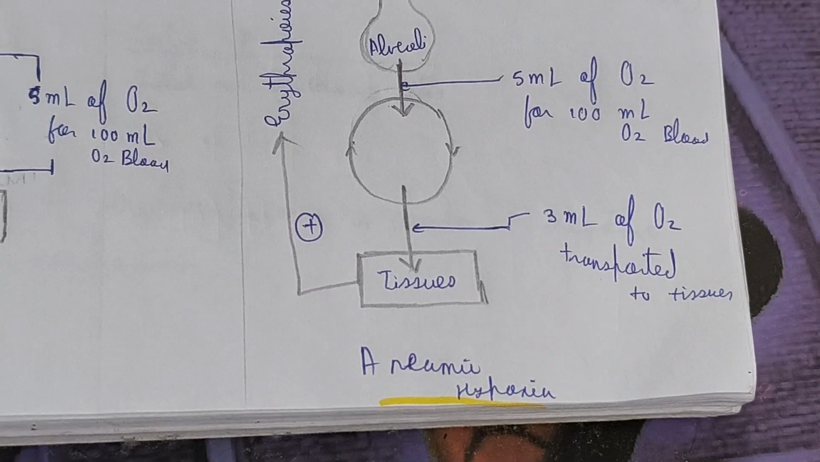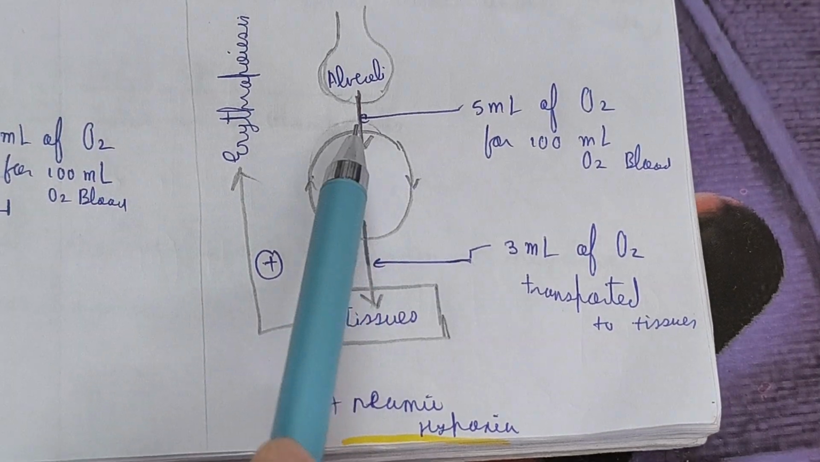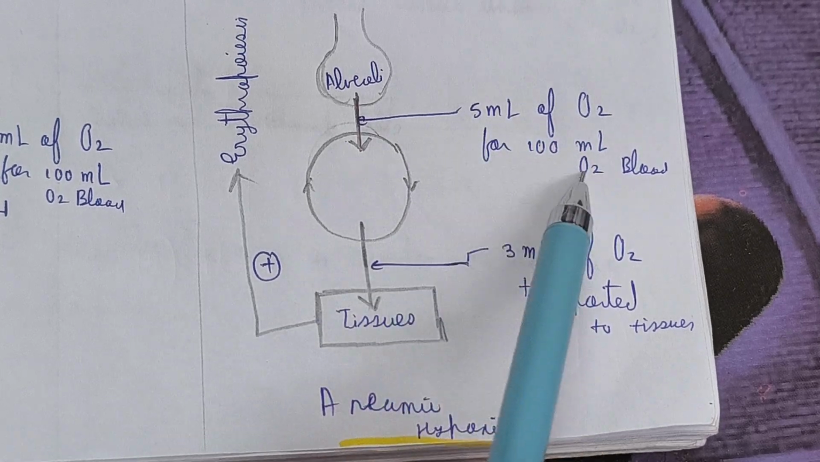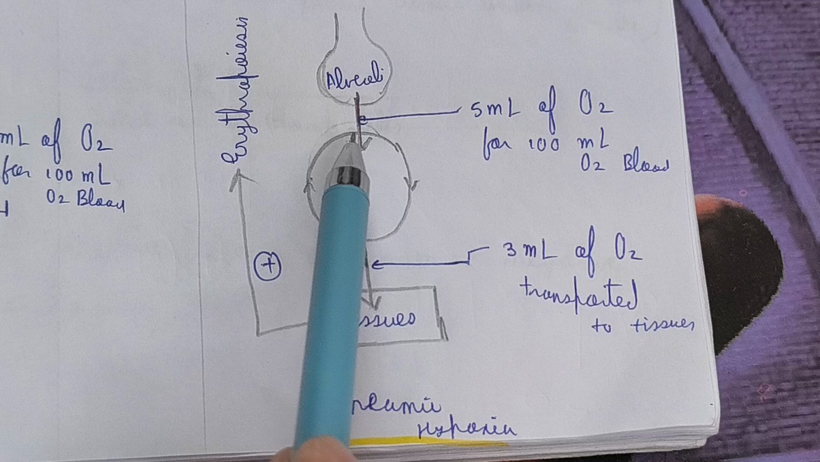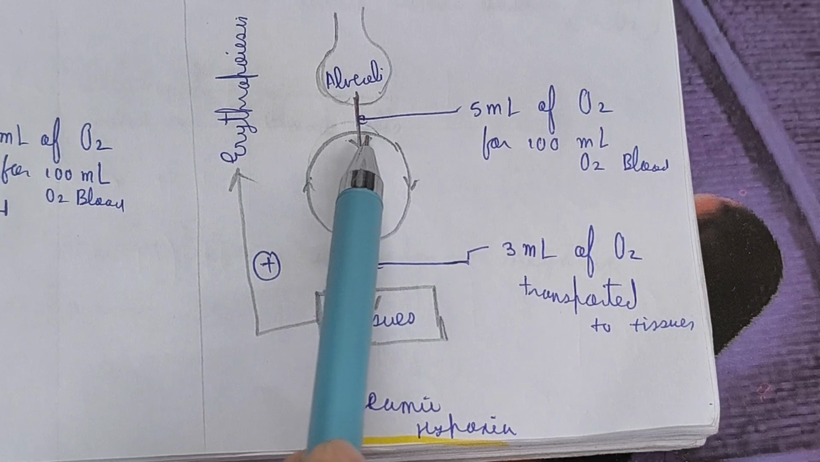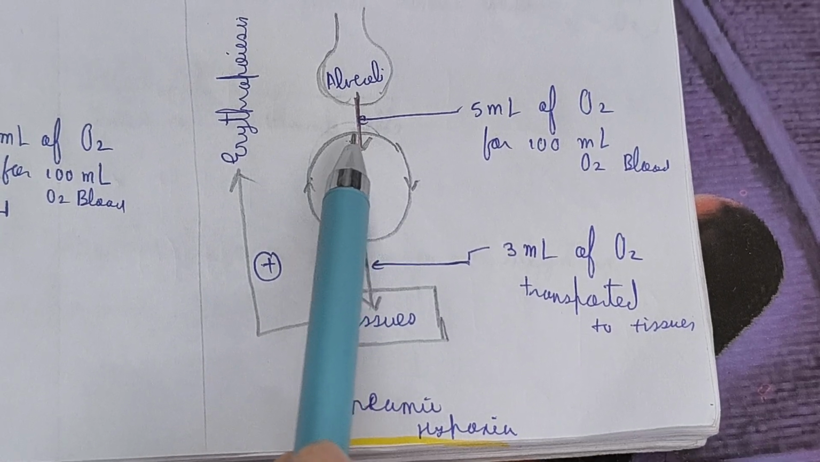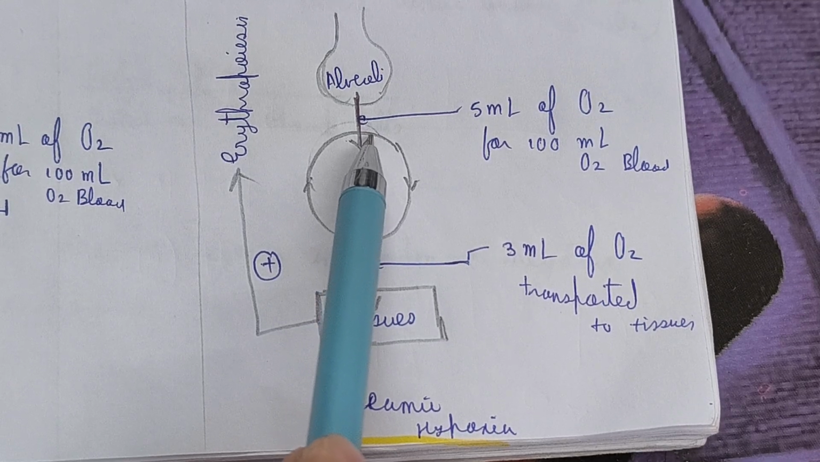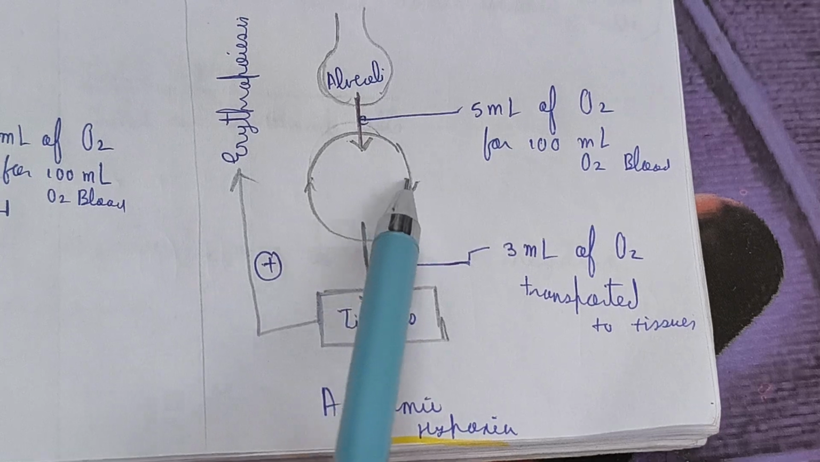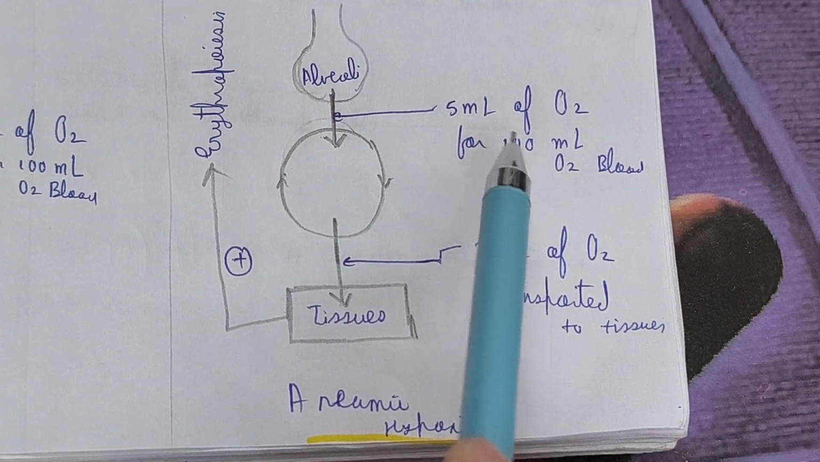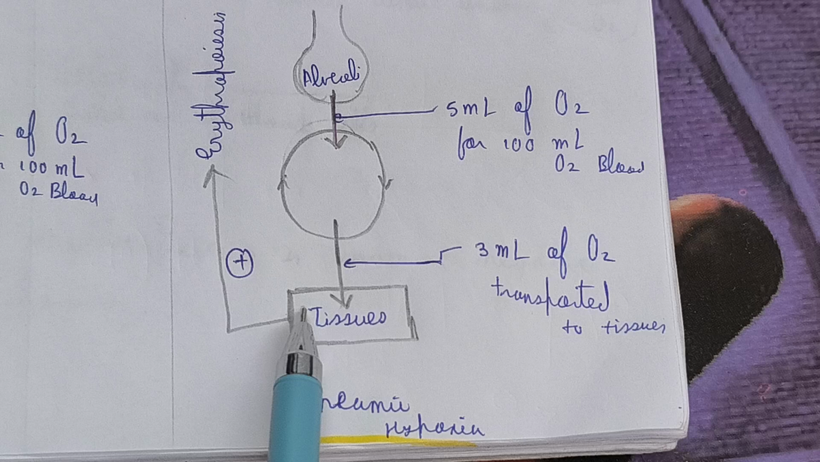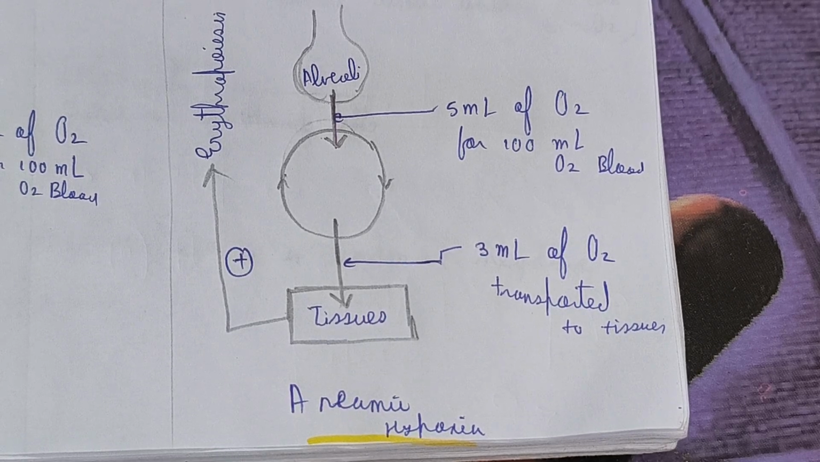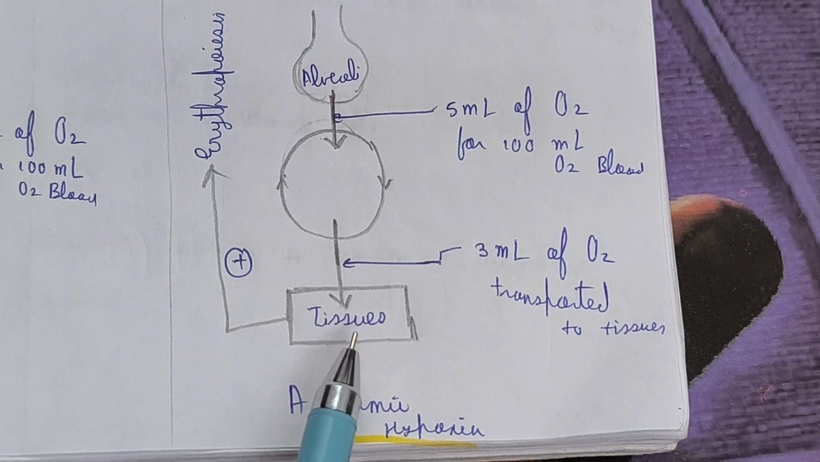But here in the case of anemic hypoxia, you can see that the partial pressure of oxygen is normal, so 5 ml of oxygen is transported per 100 ml of oxygenated blood at the alveoli. But here the hemoglobin is less, so oxygen transport is affected, so instead of 5 ml, 3 ml of oxygen is transported to the tissue, so hypoxia occurs because oxygen availability to tissues is reduced.